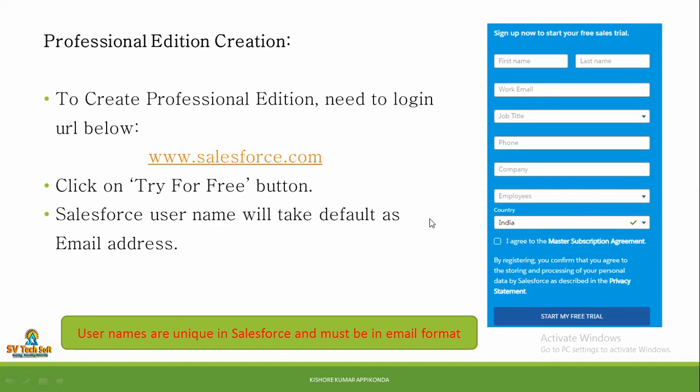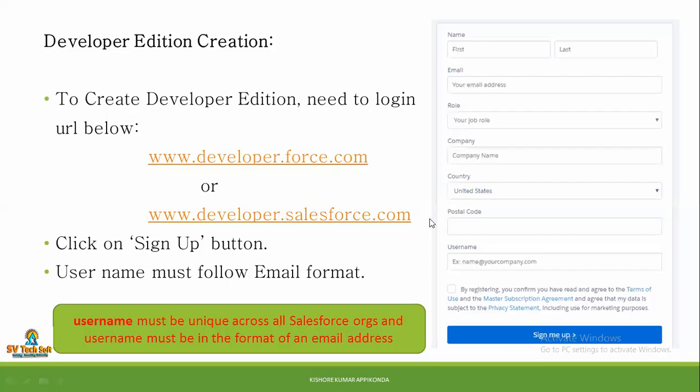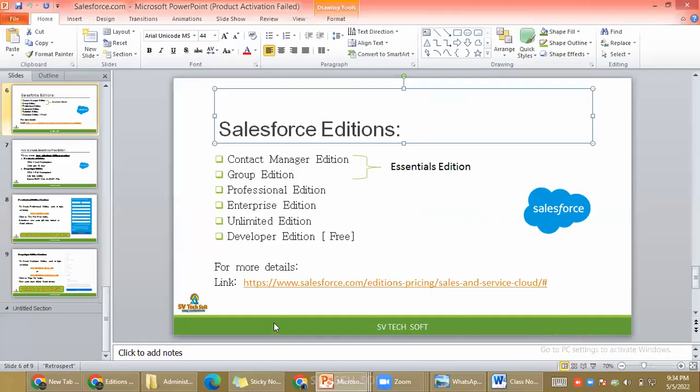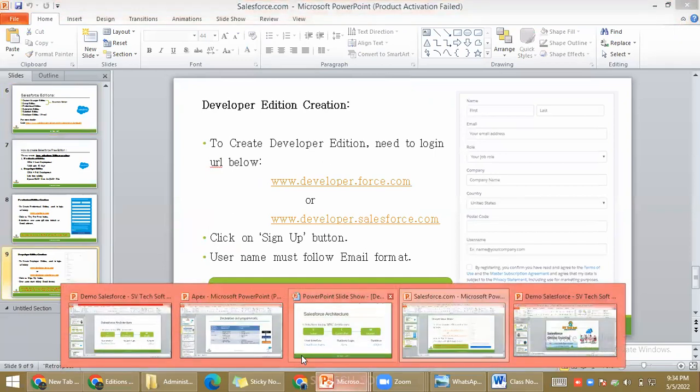Okay. Now, how to create a Developer Edition? To create a Developer Edition, you have to go to the URL either developer.force.com or developer.salesforce.com. There you will get a sign up button. Then you have to enter details like first name, last name, email address, then role. You can select any role: administrator, developer, architect. For company, you can give any company name, not mandatory. You can give svtechsoft also. Then country, postal code, username. Okay, here usernames are unique across Salesforce. Usernames are unique within Salesforce.